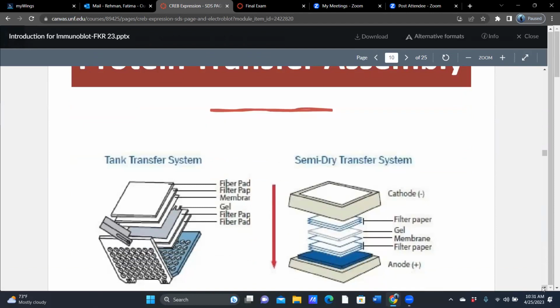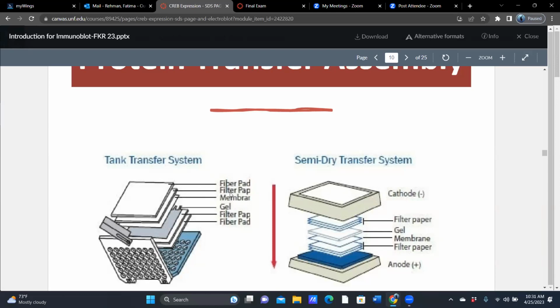Now in the Western blot, you don't just stop there. You then transfer your proteins from the gel onto a membrane. And that part is called the electroblot or the transfer system. And in the transfer, you can do a tank transfer where you have buffer all over, or you can do a semi-dry transfer like we did in the lab. Either way, the basic principle remains the same.